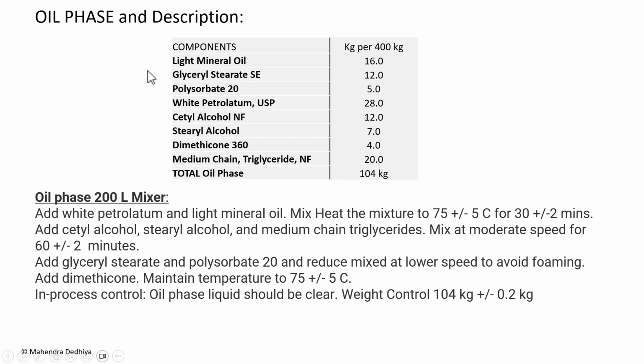Oil phase preparation. In a 200 liter mixer, add white petrolatum and light mineral oil. Heat it to 75 degrees for 30 minutes and mix. White petrolatum is a waxy substance. Add cetyl alcohol and triglyceride.